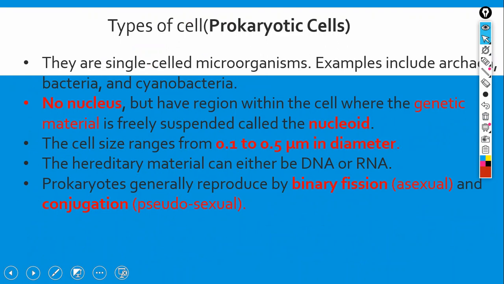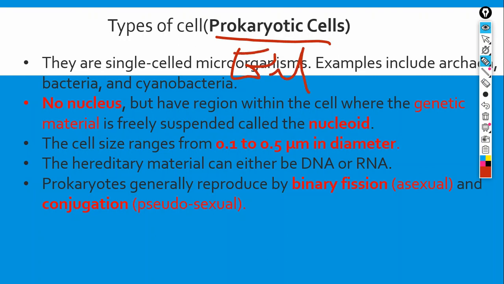Types of cells. Now we have the prokaryotic cells and the eukaryotic cells. We have two types of cells, which are the prokaryotic cells and the eukaryotic cells.